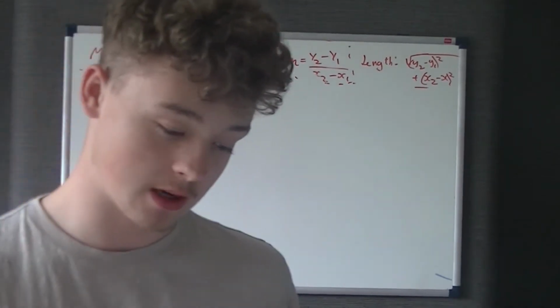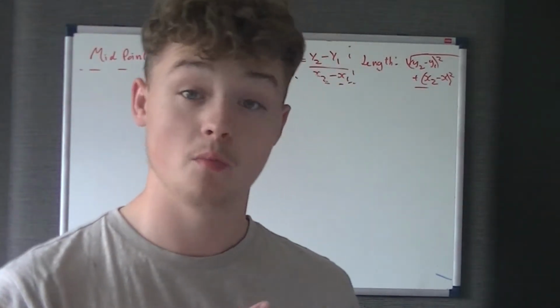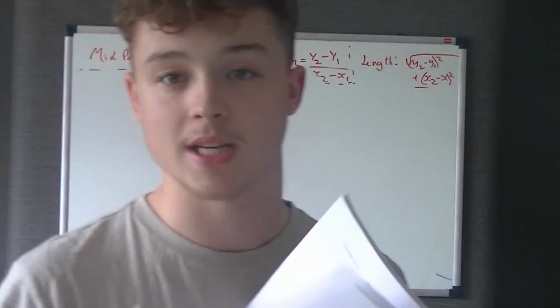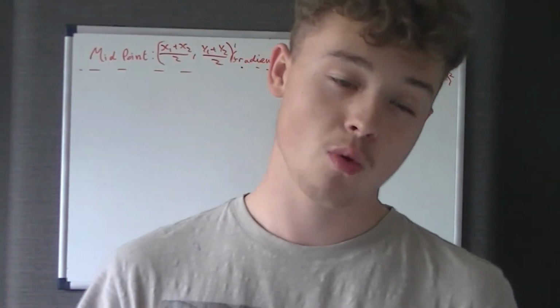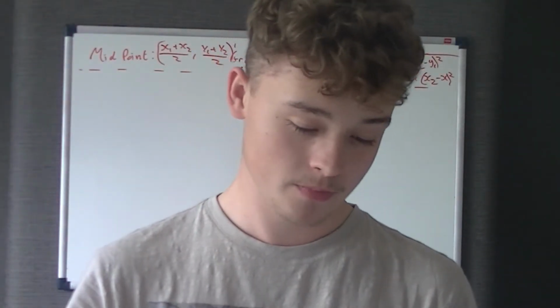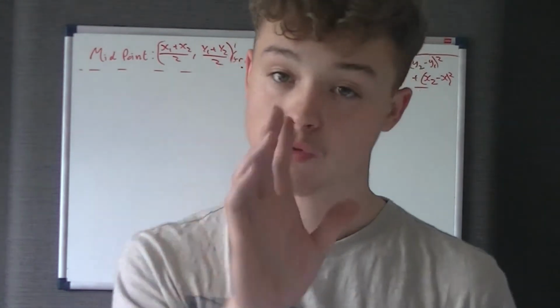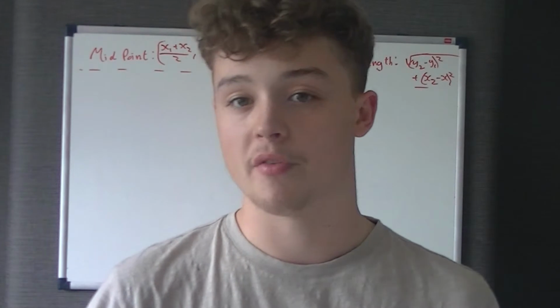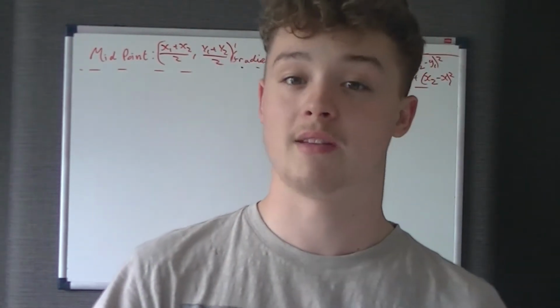So we're starting indices. There's a couple of rules you should know. When you times indices, like 3 to the power 5 times 3 to the power 2, you add the powers, the 5 and the 2, so that's 3 to the power 7. However, when it's in brackets, you times the indices, so it's 3 to the power 5 squared, 5 times 2 is 10, so it's 3 to the power 10.